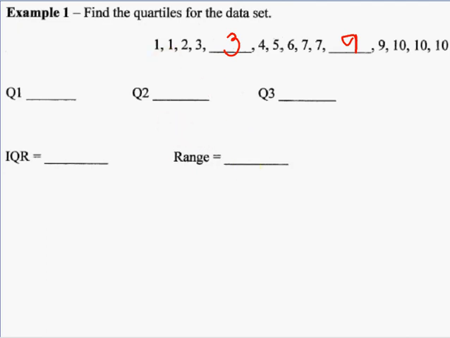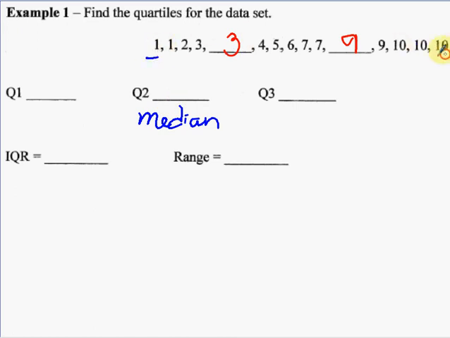So here's how we go about it. We're going to start out by finding quartile 2. This is the quartile that you must find first. And to do this, you find the median, because quartile 2 and the median are the same thing. So Q2 is the median. So let's go ahead and do that.